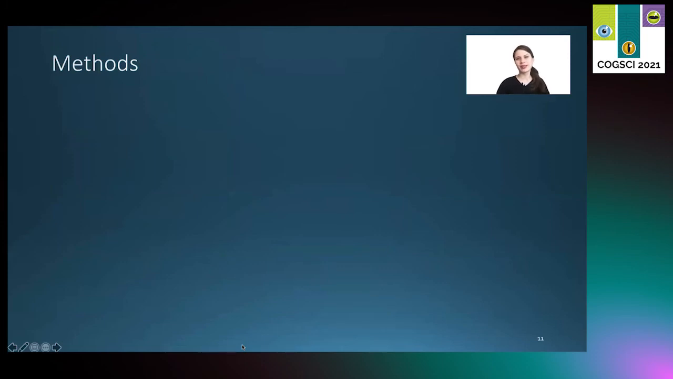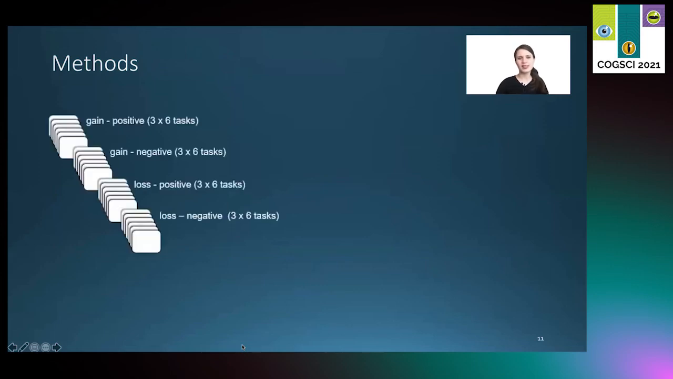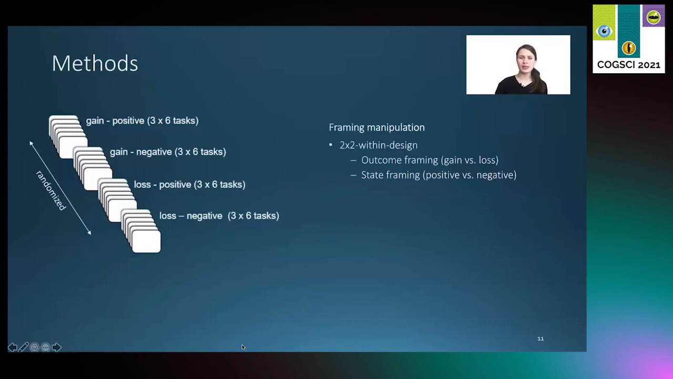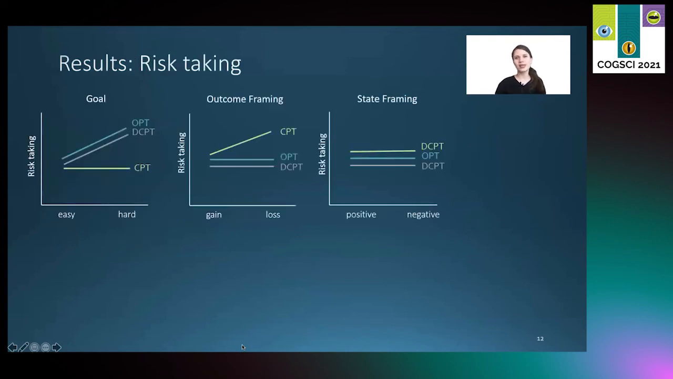To examine framing effects in risky choices with goals, we conducted an experiment. 100 participants solved 6 tasks in the positive gain domain, 6 tasks in the negative gain domain, 6 tasks in the positive loss domain, and 6 tasks in the negative loss domain. Each choice problem was repeated 3 times, and the order was randomized. We had a 2x2 within-subject design consisting of outcome framing and state framing, and we had 2 levels of goal difficulty. To test the effect of the goal, the outcome framing and the state framing, we conducted a Bayesian mixed effect regression with by-participant random intercept.